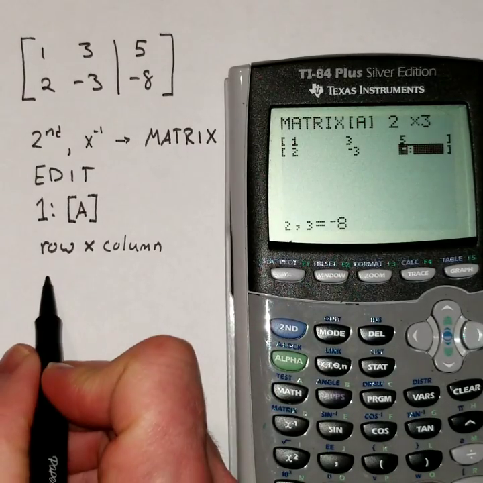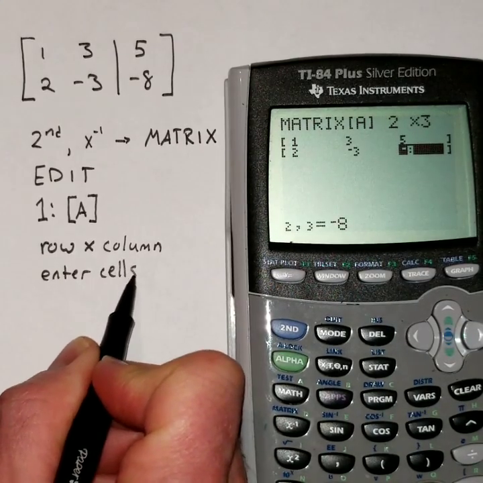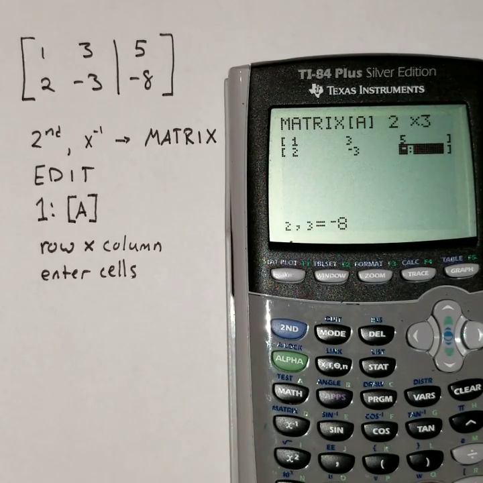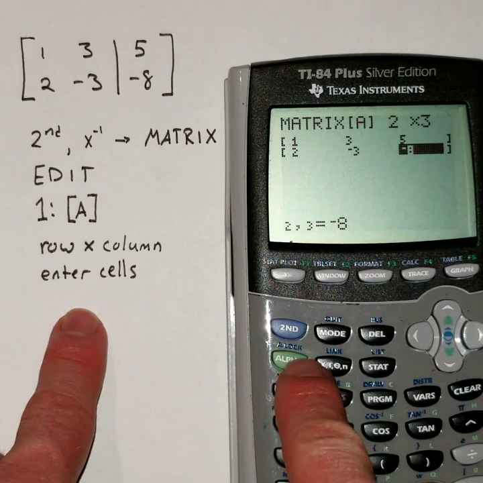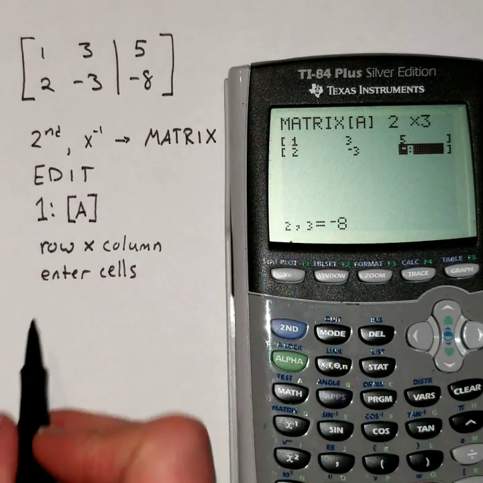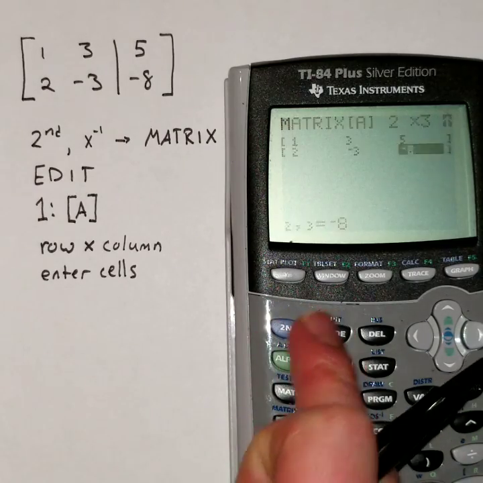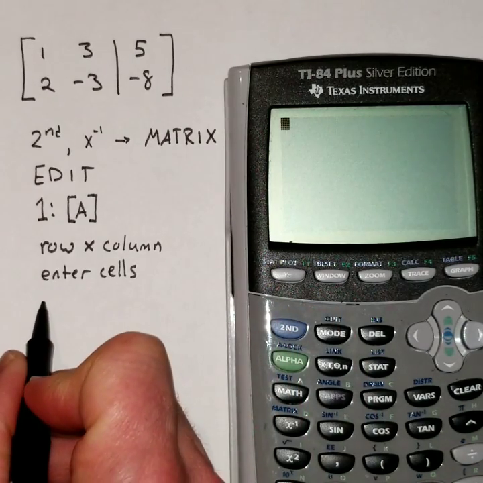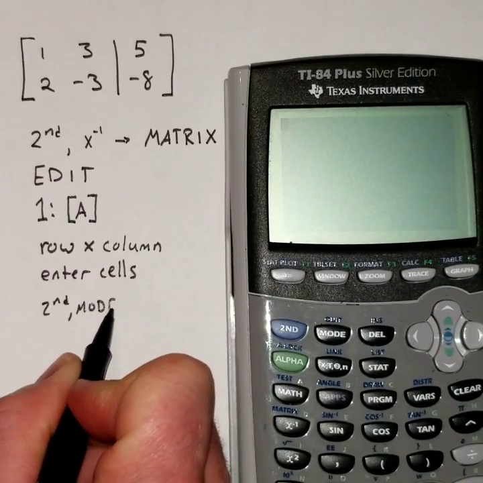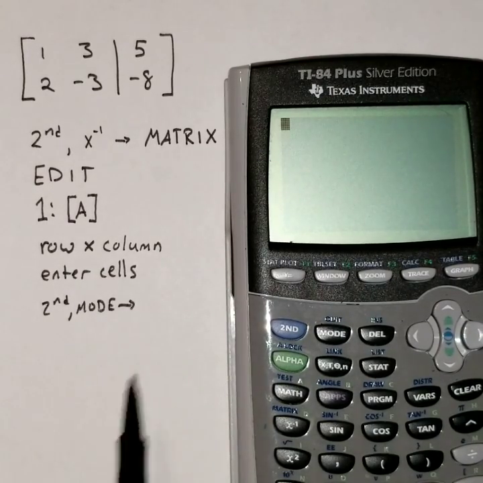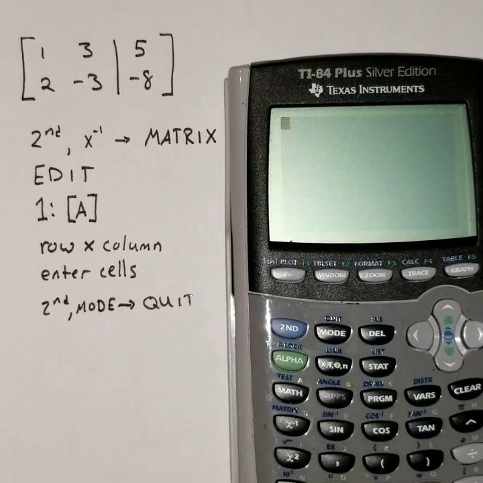Okay, there's the numbers in each cell. I'm just abbreviating some of the stuff. Then we're going to exit the matrix. To do that, you're going to hit second and then the mode button to quit. So second, mode, and that gets you to the quit.